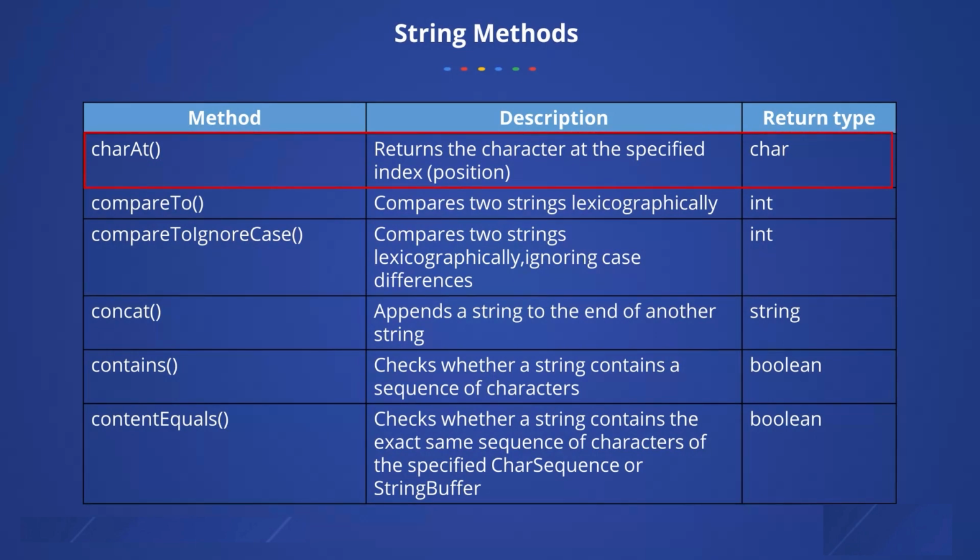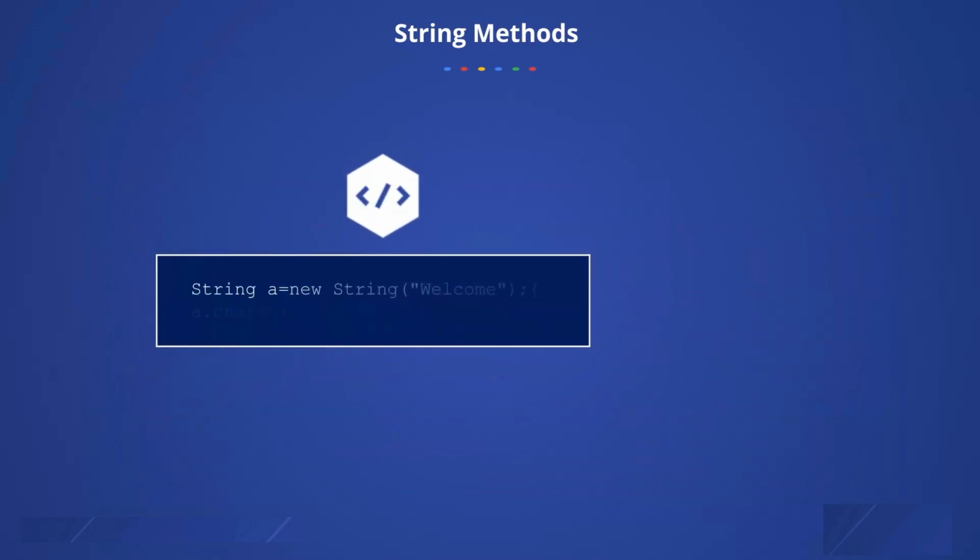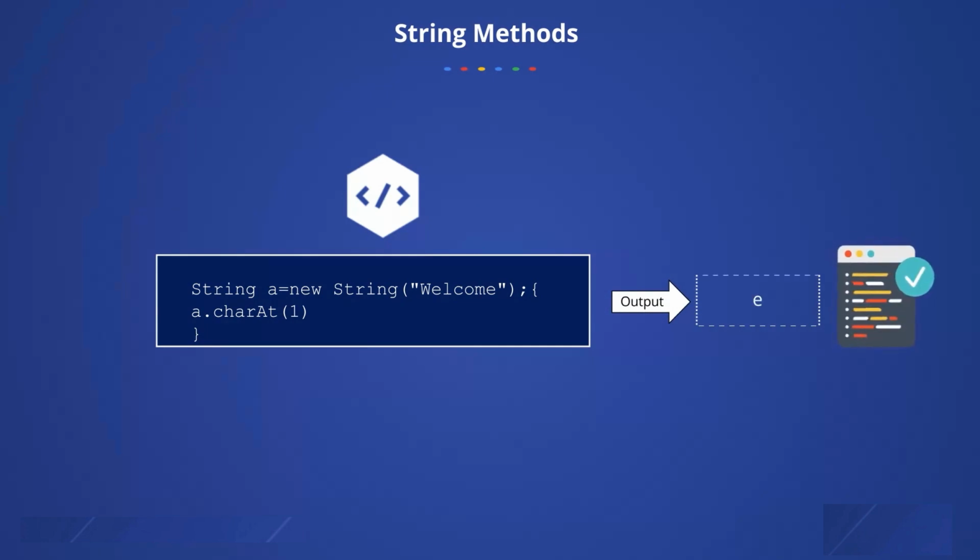So charAt will help you find the character at a specified position. Let's say you have created the string a equal to new String. You can just say a dot charAt, and you have to give the index location, 1. So what is the character at index 1 of this particular string object? It will say it is 0, it is 1, so it will say E. That is how you can use it.